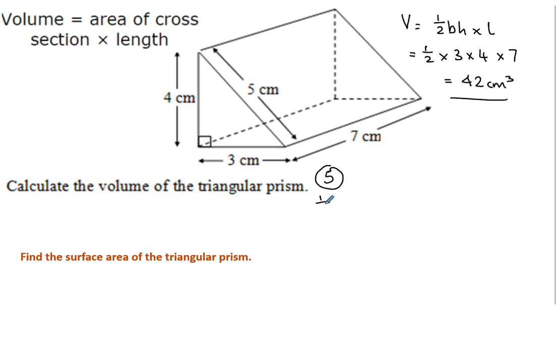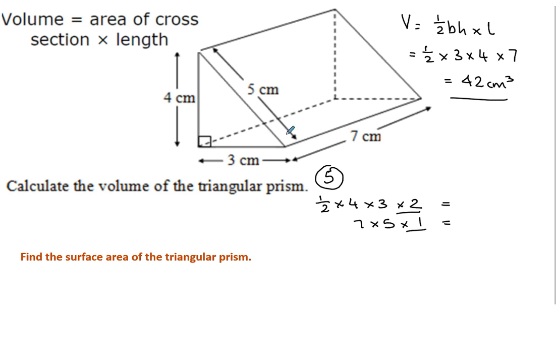So we're going half times 4 times 3, and we've got 2 lots of them, so we've got times 2 there. Again, don't do your calculations yet. We'll do it all in one go. And then that side would be 7 times 5, and we've got one of those.